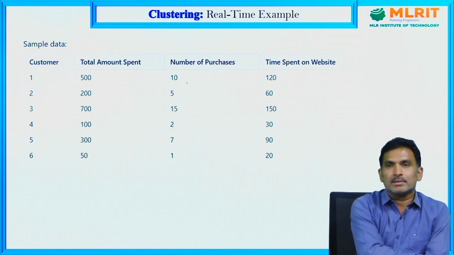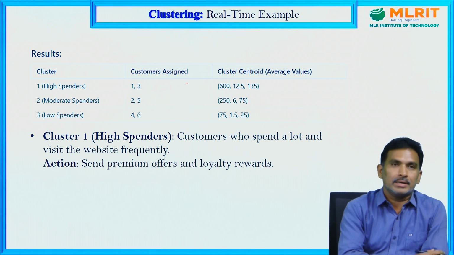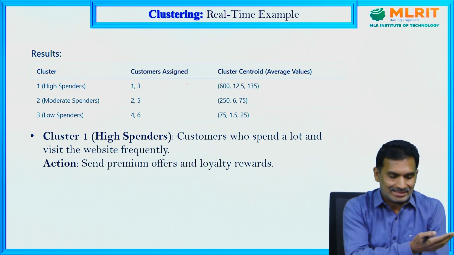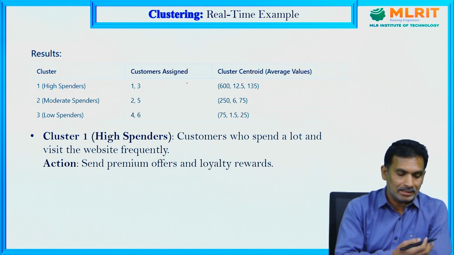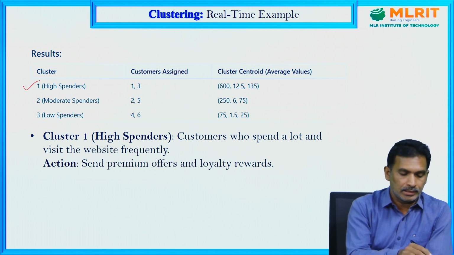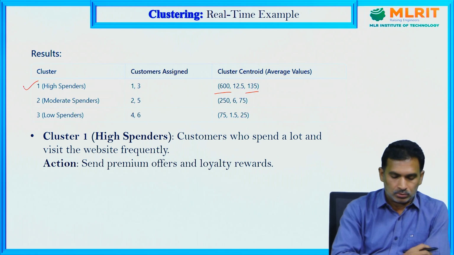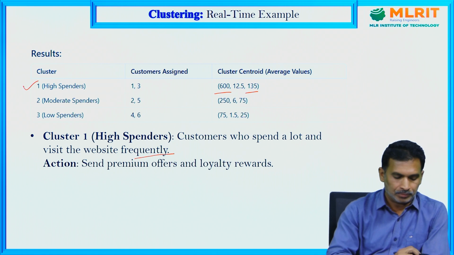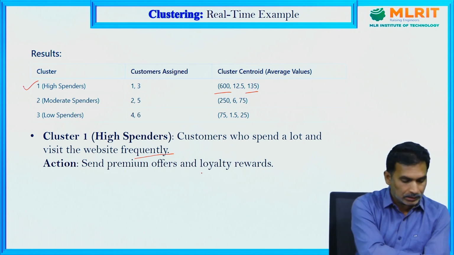If you apply k-means clustering or any other clustering approach, then we'll get the result, that is, the customers would be divided into clusters. Suppose you divide those customers into three groups, then the first group is high spenders, because you can see the amount. These are the customers who spend a lot and also visit the website frequently. So what action needs to be taken here? We send the premium offers or loyalty rewards. That is the action we'll take.